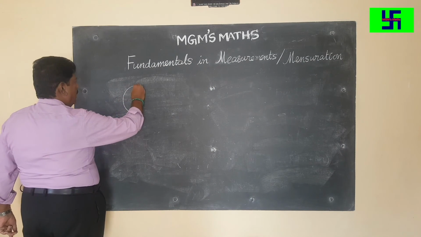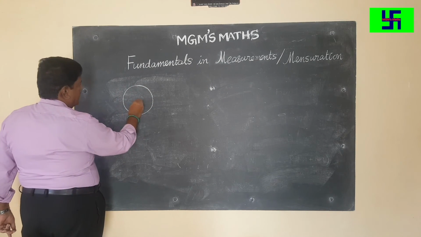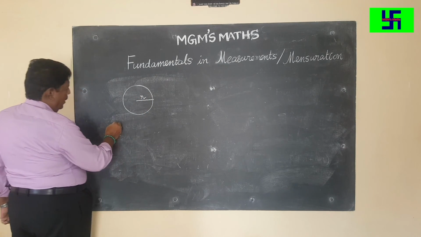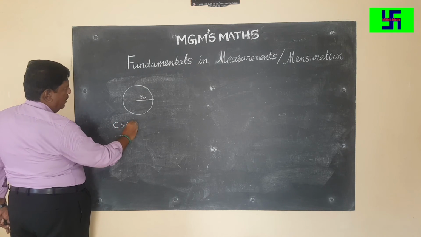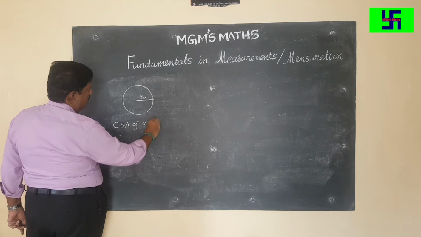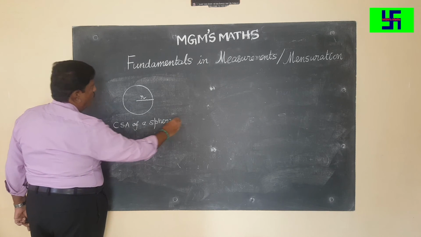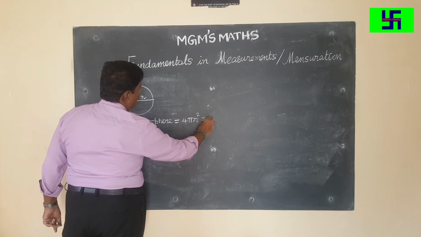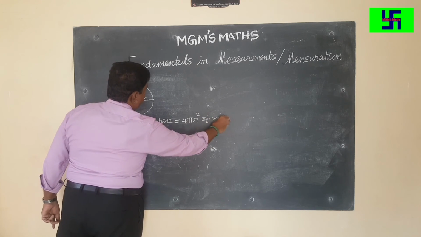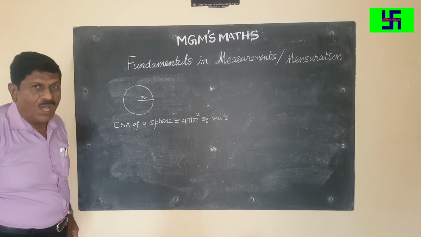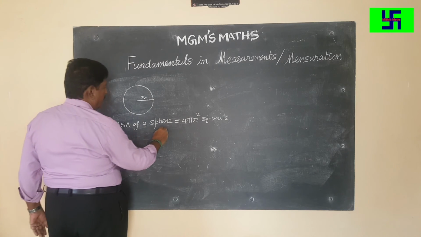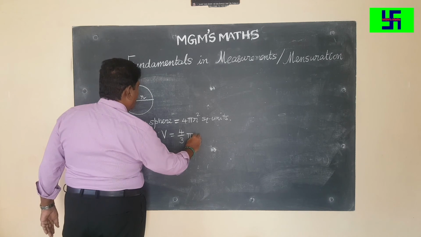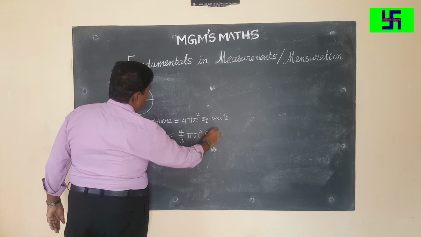When we take a sphere, it has the radius R. Okay. The curved surface area of a sphere is equal to 4 pi r square. 4 pi r square units. What is the volume of a sphere? Volume of a sphere is 4 by 3 pi r cubic units.